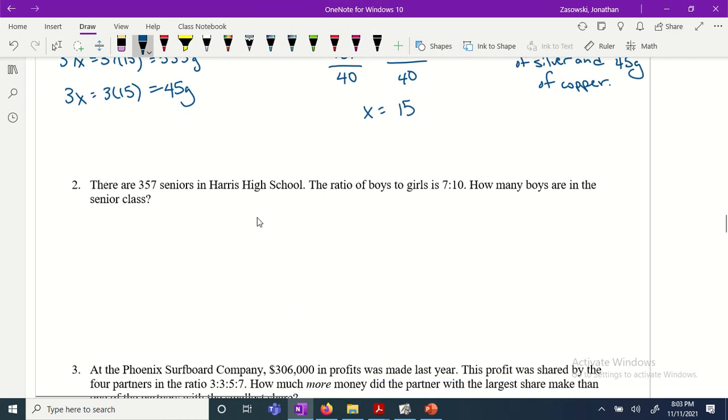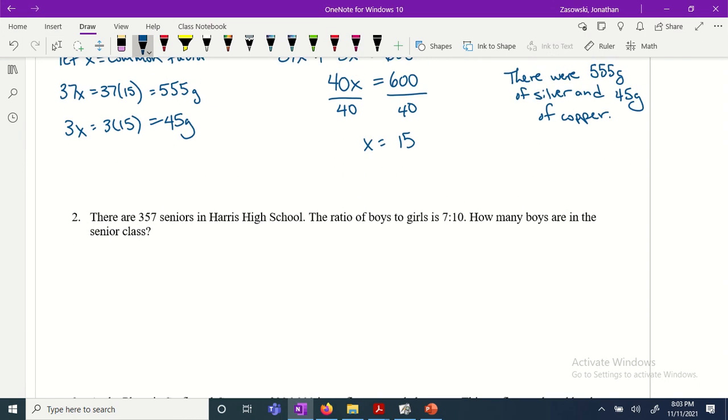Okay, so same type of question for number 2 here. There are 357 seniors in the Harris Hills High School. The ratio, so once again, I noticed it's a ratio question, is 7 to 10. How many boys are in the senior class? Okay, so if we think about this in a tape diagram scenario, it's a little easier to do.